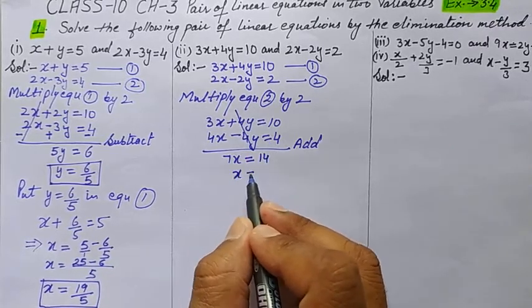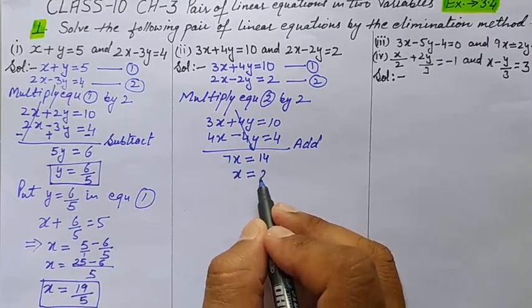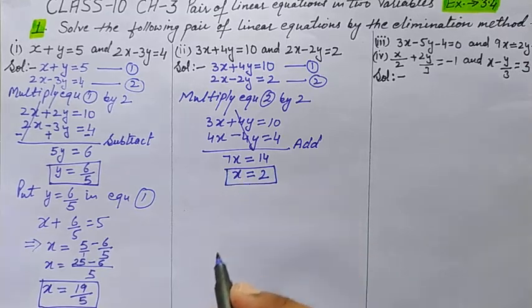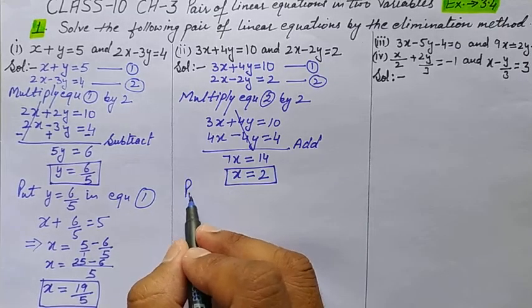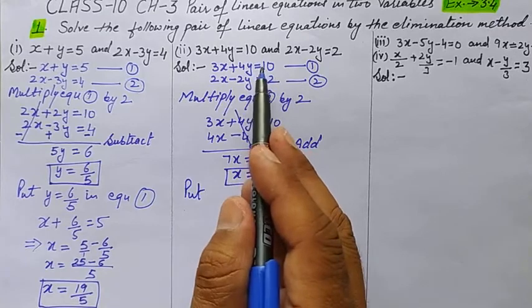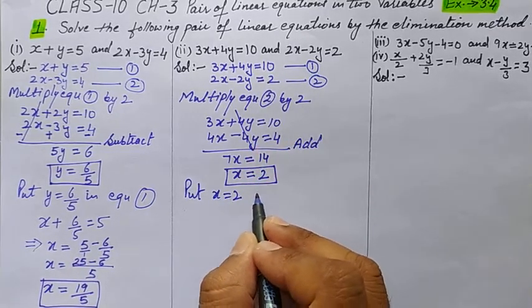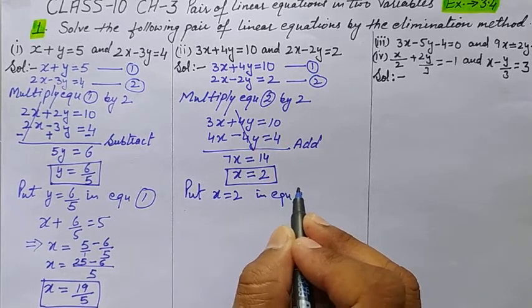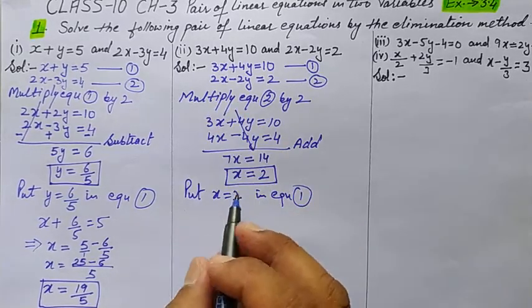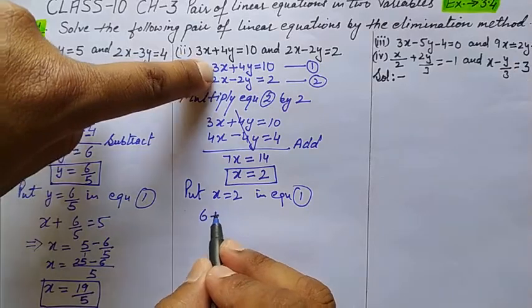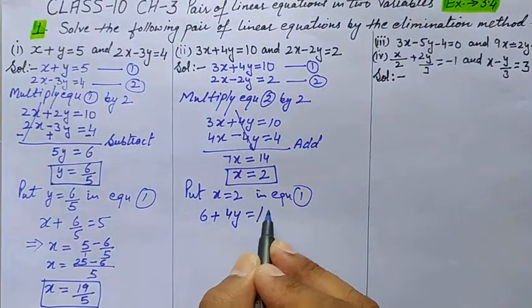So from here you can find x is 14 over 7, that is 2. Now we'll put the value of x in any of the equations. We'll take equation number 1. So put x is equal to 2 in equation 1. So let's see, 3 twos are 6 plus 4y is equal to 10.